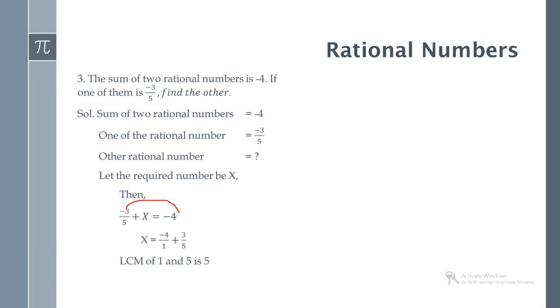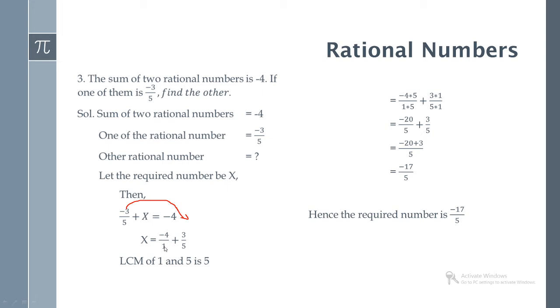Now this minus 3 by 5, when it is transferring to this side, it becomes plus 3 by 5. If it is a negative rational number here, when it comes this side it becomes positive. Now the LCM of 1 and 5. Why have we taken 1 and 5? Because the denominator values are not similar. The LCM is 5. Now minus 4 by 1.